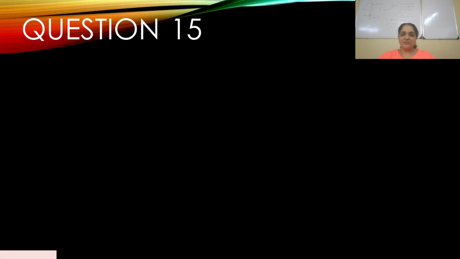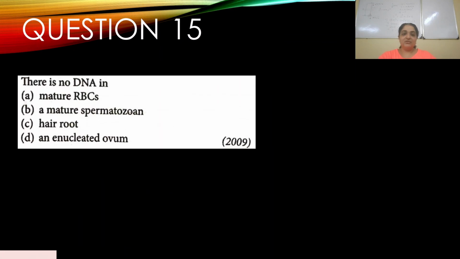Alright, question number 15. There is no DNA in, we have your options A, B, C and D. This appeared in 2009. Mature RBCs, a mature spermatozoan, hair root and an enucleated ovum. So what do you think is the right answer? This is a very good question. We're able to trick you very easily. So what do you think is the right answer?